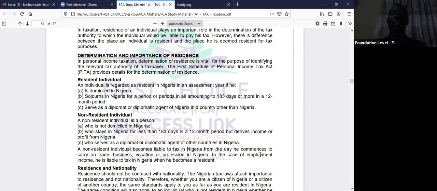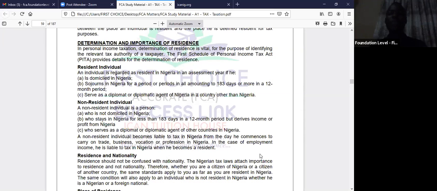He is sojourning in Nigeria, but all the days of his sojourn in Nigeria are not up to 183 days. And he's a diplomat of another country in Nigeria. So all the American and Ghana embassies' diplomats are not resident persons. Now, whether you are a resident or a non-resident person in Nigeria, it means you are not liable to tax as long as you remain a non-resident person.